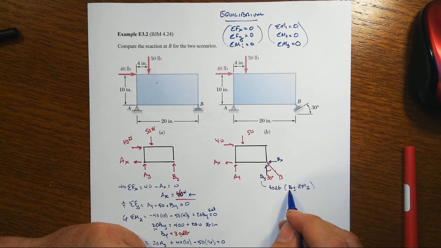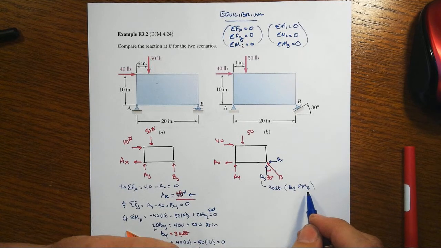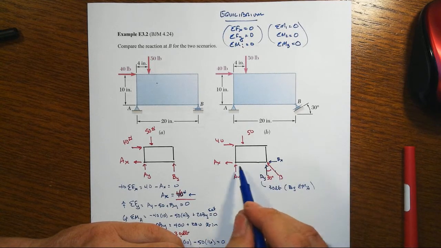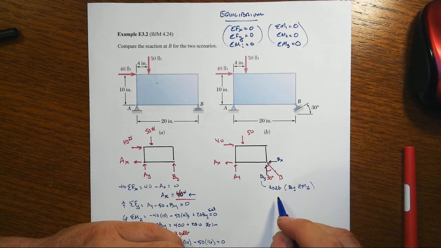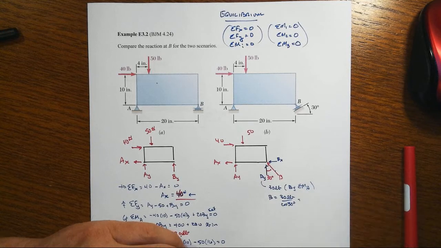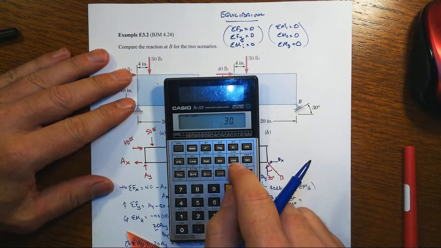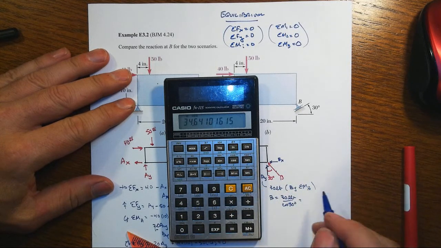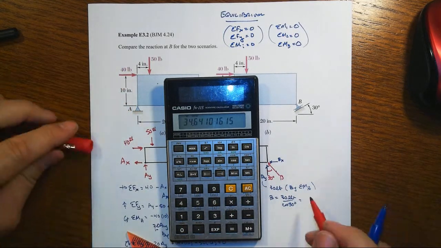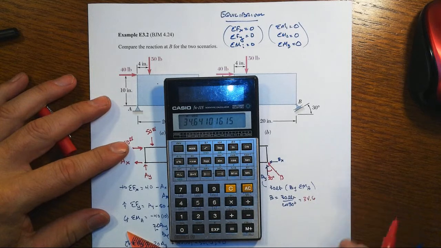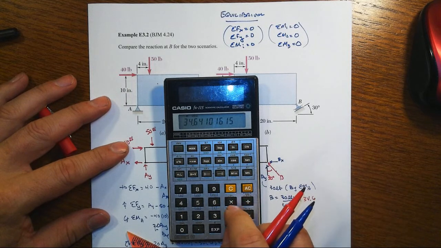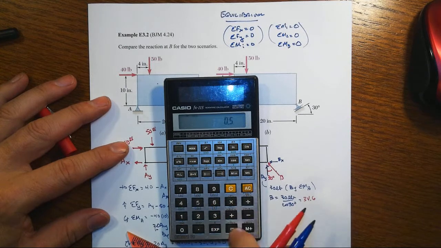I know that's intentional. B sub Y by sum of moments at point A, because the BX part goes through there, but B, the reaction, is going to be larger than that, and it's going to be equal to 30 pounds divided by cosine of 30 degrees. So it's going to increase by 0.86. It goes up to 34.6.